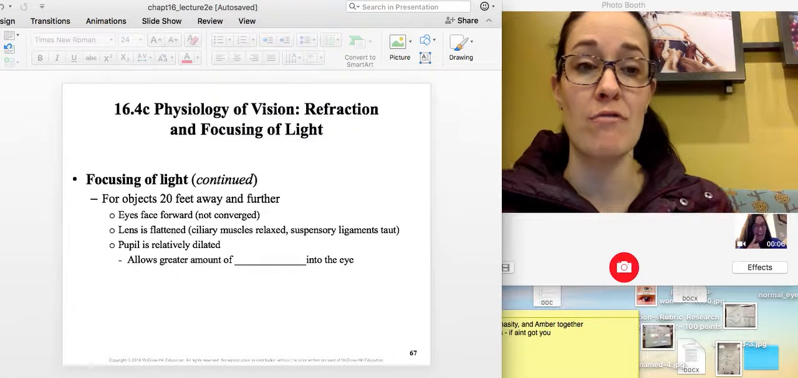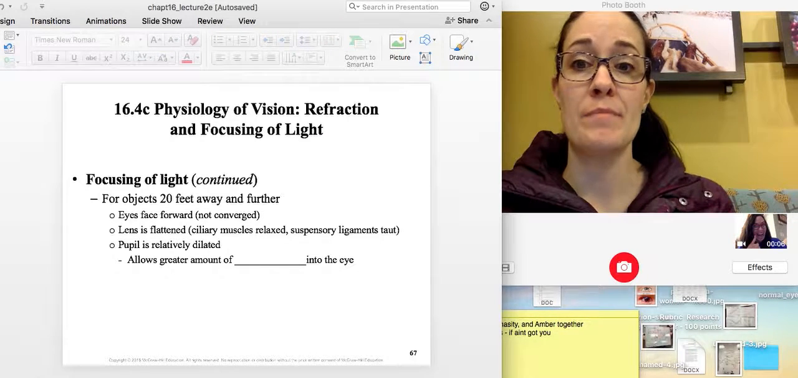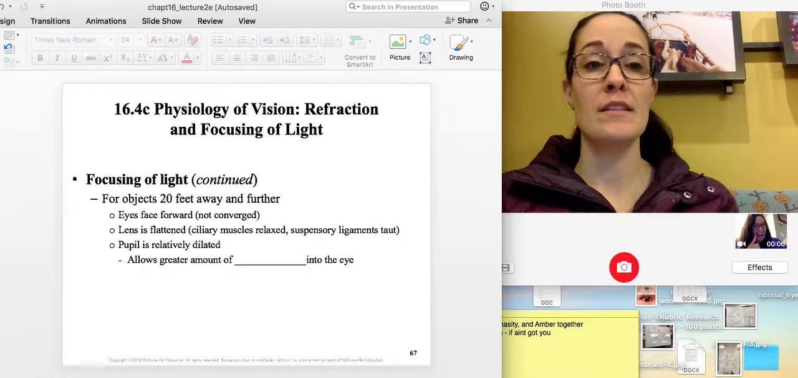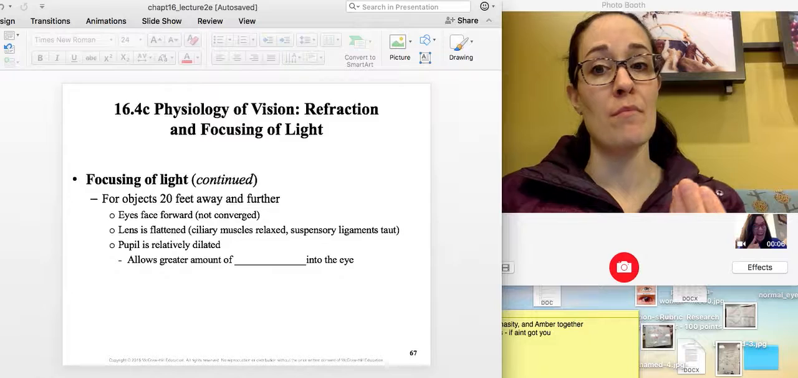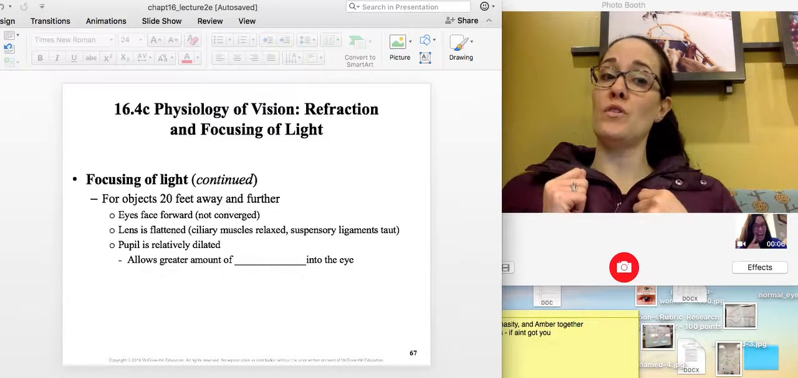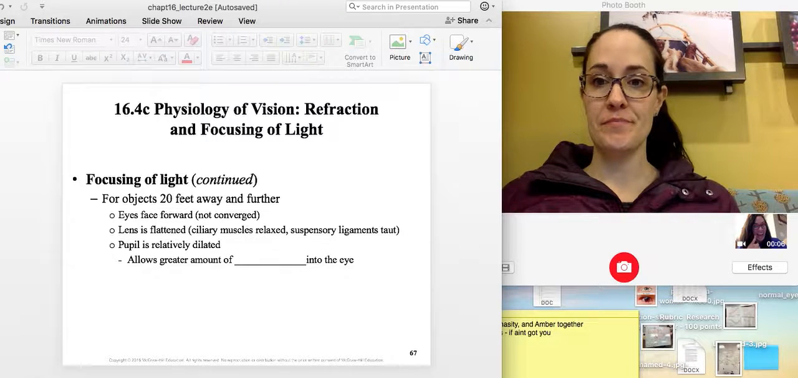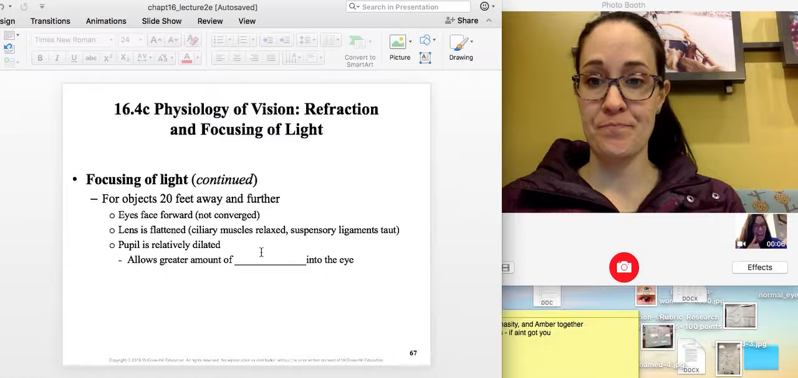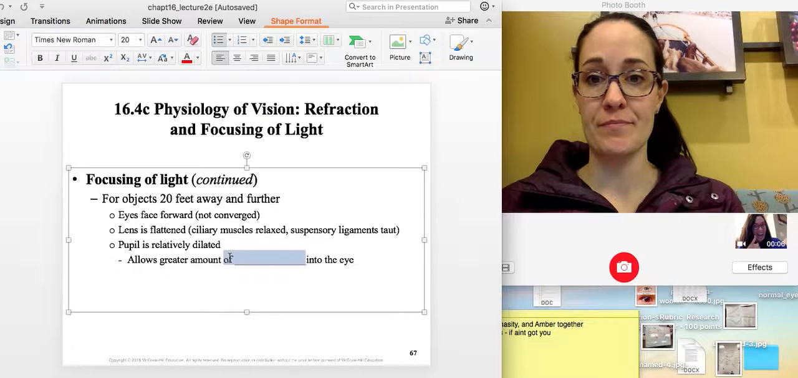When you're looking at something far away, it's different. Your eyes face forward. The lens, instead of getting thicker, becomes flatter, and the ligaments are pulled taut, or tight. And the pupil is going to be larger to allow a greater amount of light into the eye.